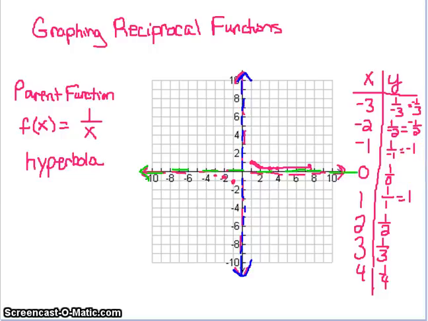So the coordinates of our function, if we were to plug in a 1/2, 1 divided by 1/2, if you keep it, change it, flip it, becomes 1 times 2/1, or 2. So at 1/2, we're going to be at 2. At 1/3, we're going to be at 3. We're going to get closer and closer to this asymptote, both in quadrant 3 and in quadrant 1. So this is going to be our reciprocal function.